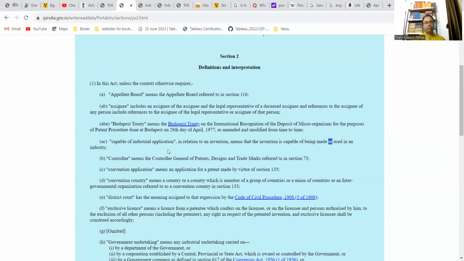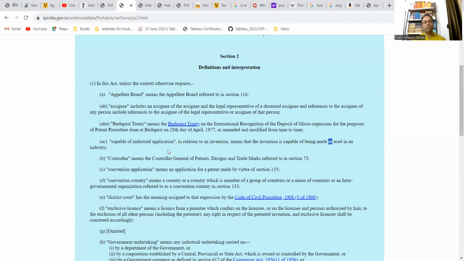Then B, section 2(1)(b), controller. Controller means Controller General of Patents, Designs and Trademarks, referred to in section 73. Section 73 is in detail about who is called controller and what the powers of the controller are. So throughout the Act, wherever this word controller is mentioned, we just remember section 73 and its content.